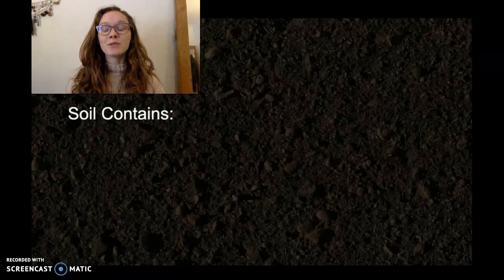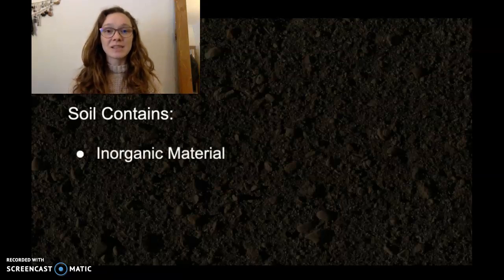Hopefully, you remembered that a big part of soil is tiny pieces of rock that have been broken down and moved through the processes of weathering and erosion. We call this inorganic material. Not organic because it is not living and has not recently been living. It is not derived from living matter at all. It is derived from rocks.